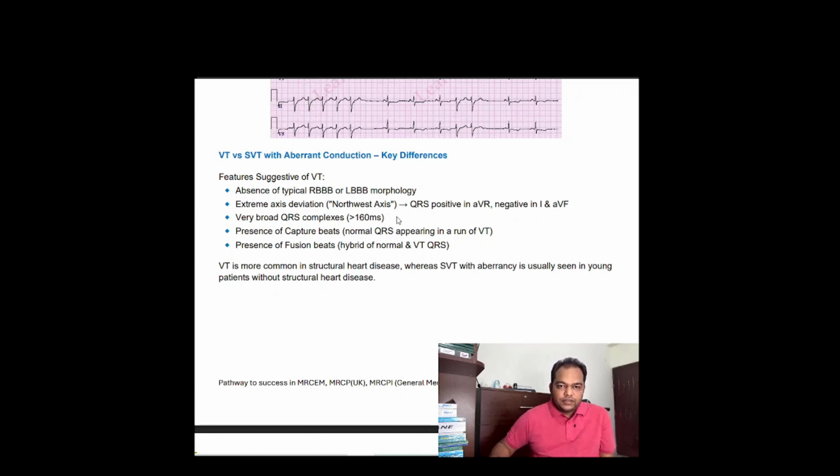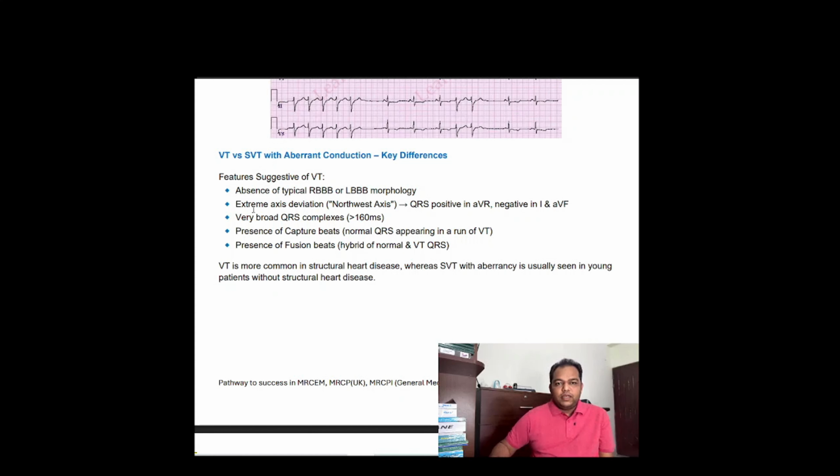These features are suggestive of VT. That means absence of typical RBBB or LBBB morphology. That means presence of RBBB or LBBB morphology indicates SVT with aberrant conduction. Absence of this typical RBBB or LBBB morphology represents VT.